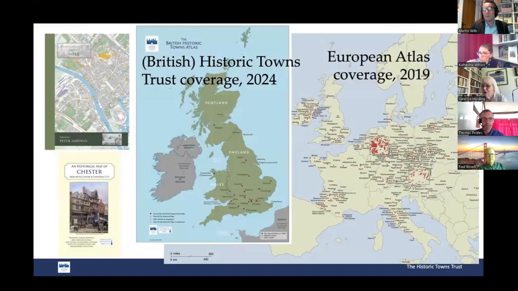At the Historic Towns Trust, we aim to fulfill our mission by creating and publishing high-quality historical maps and atlases of Britain's towns and cities. All of our publications are produced in collaboration with local experts, societies, and funders. So far, we've produced atlases and/or maps of 25 British cities and towns. Chester is number 20 in our Town and City Historical Maps series. We have another map in press, an atlas underway, and several other projects in development.